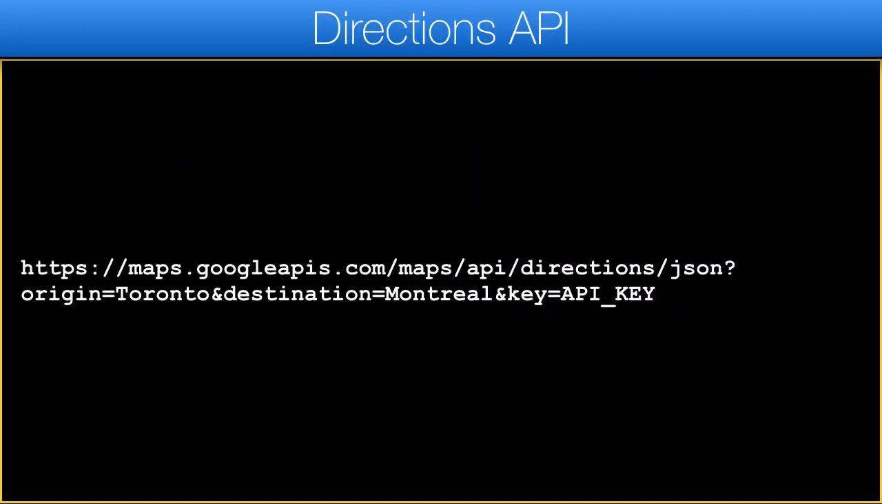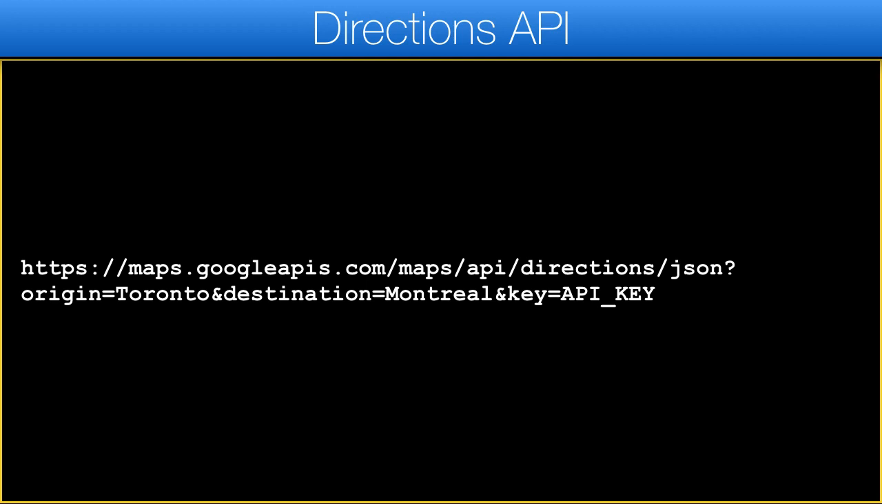The final web service API we will cover is the Directions API, which will allow us to set the path taken by the car on the map. The Directions API is challenging. It returns encoded data in a problematic format.